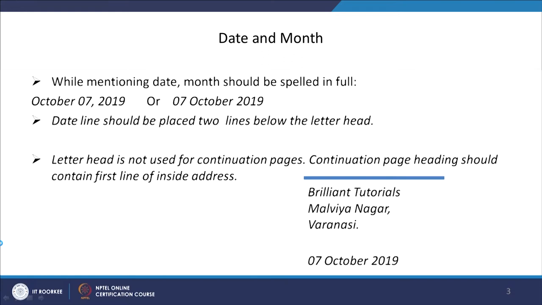So, here you can see there are 2 ways you can write the date. The name of the month has to be in full. For example, if it is October 7th today, we must write October 7 and then 2019, I mean the year. And in between, you must not forget to put a comma. There are some other practices also where many people do not provide a comma. Now, depending upon what practice is allowed in your organization, you go accordingly. Now, the dateline should be placed, as I said, 2 lines below the letterhead.